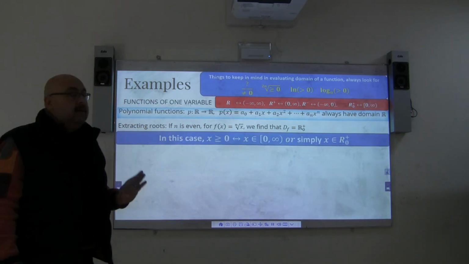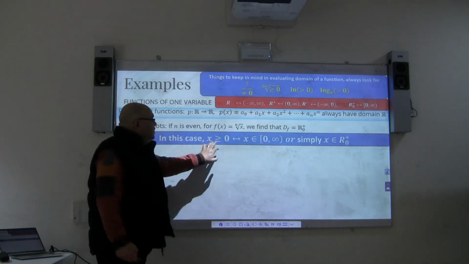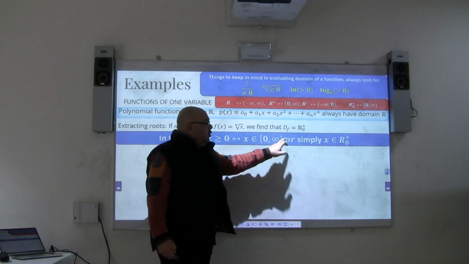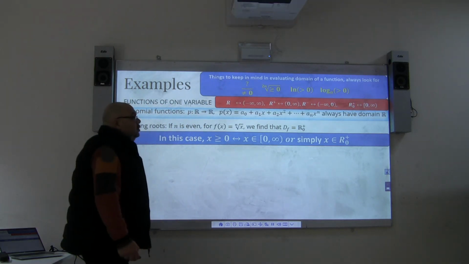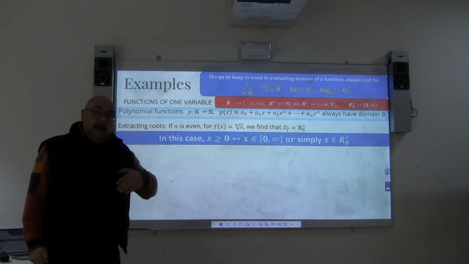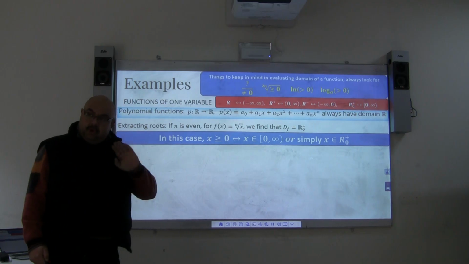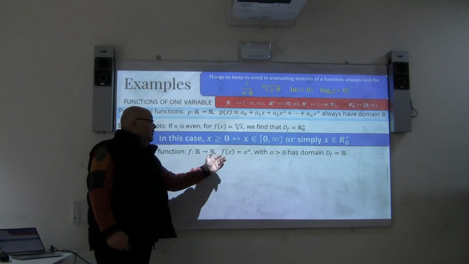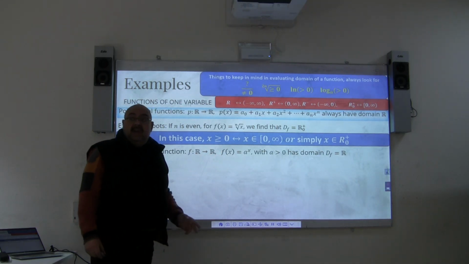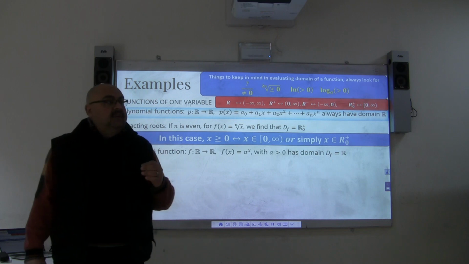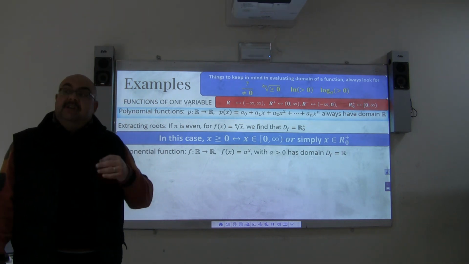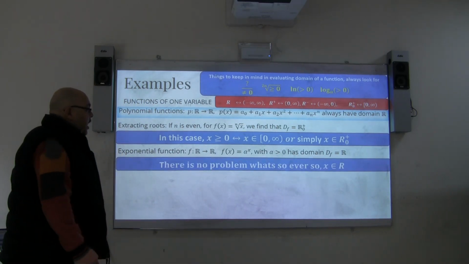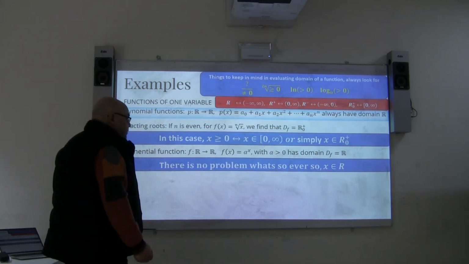Are you with me? In this case, x is greater than or equal to 0, as I told you. So x starts from 0 up to infinity, or simply we can write x belongs to the interval of the positive part of the real numbers, including the 0. If I have, for example, f of x equals a to the power of x, the domain runs from negative infinity up to positive infinity. There is no restriction whatsoever on the domain, so the domain is going to be R.